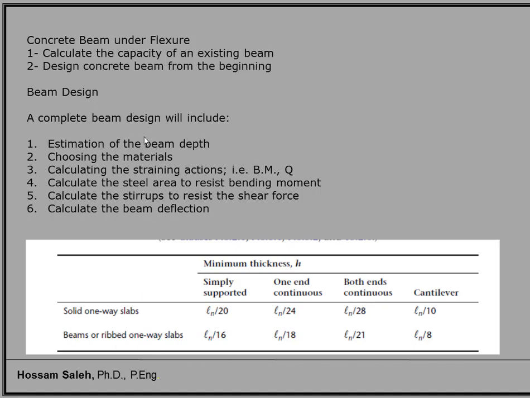So designing the beam from scratch will include the following, one more time: estimating the beam depth and also the width, choosing the material, what f'c I'm going to choose, calculating the external straining actions, the bending moment and the shear force acting on the beam, and we have to add the beam's own weight to the existing forces, and then we have to calculate the steel area to resist the bending moment, and then we have to calculate the stirrups to resist the shear force, and then we can calculate the beam deflection.